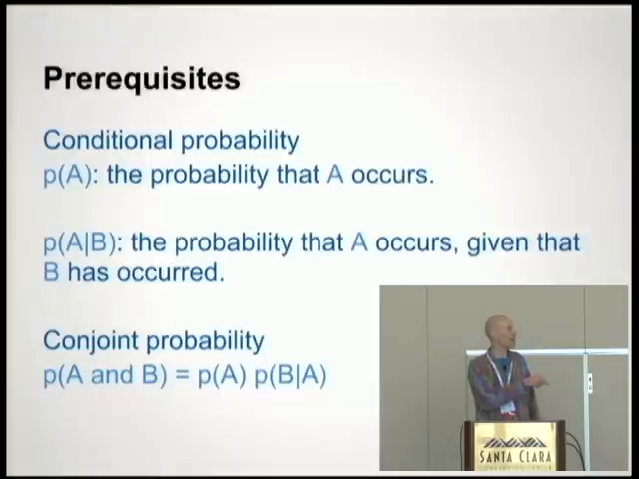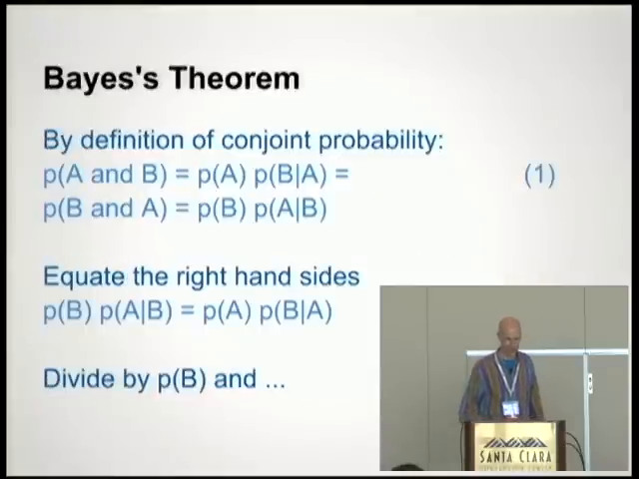This is a variation of something that you might have seen. There's a simpler version of this that you see from time to time, which is that the probability of A and B is the probability of A times the probability of B. That's a simple version of this. That's based on the assumption that they're independent. If they're not independent, that's not true. This is the more general version. This is true all the time, even when A and B are dependent on each other. So that's it. That's the prerequisite.